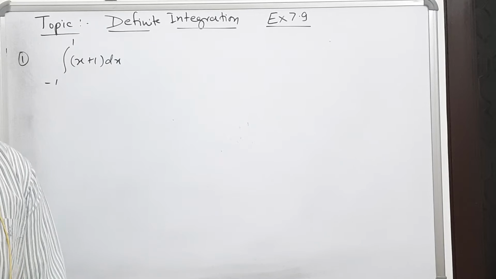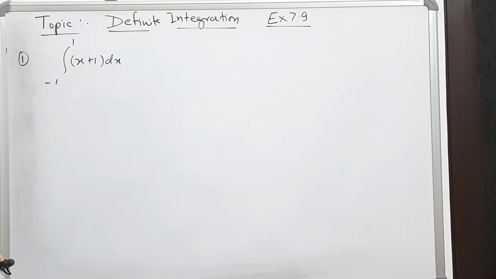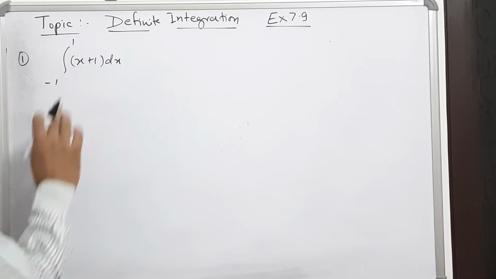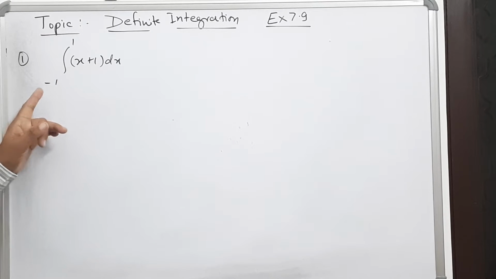Hello students, today we are starting definite integration, the last part of the integration, exercise 7.9. The integration of x plus 1, and the limits are minus 1 to 1. Now what is the meaning of this?